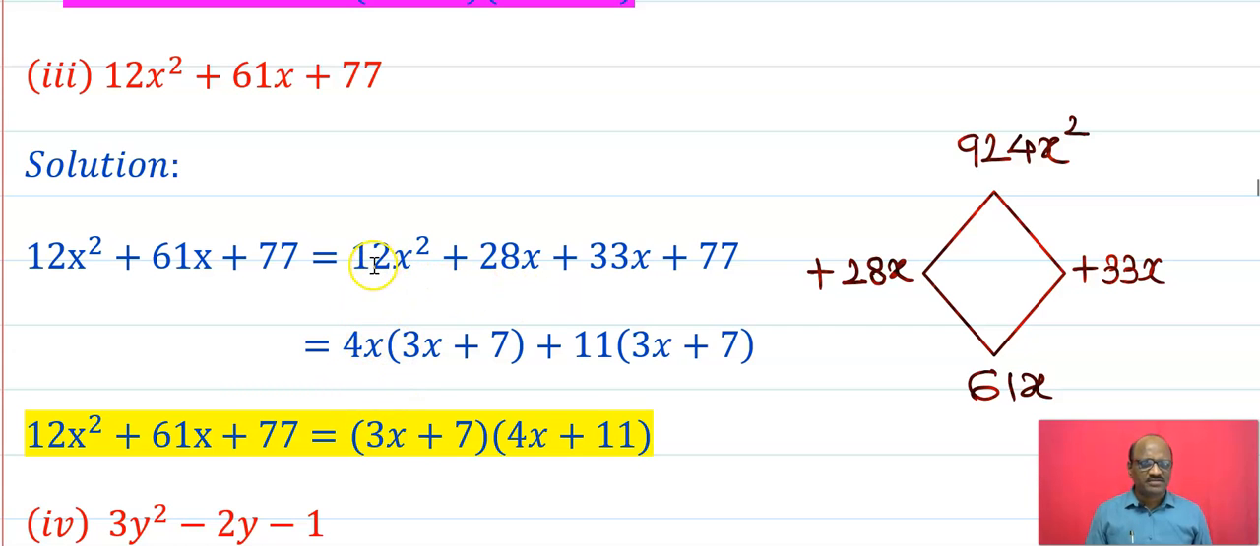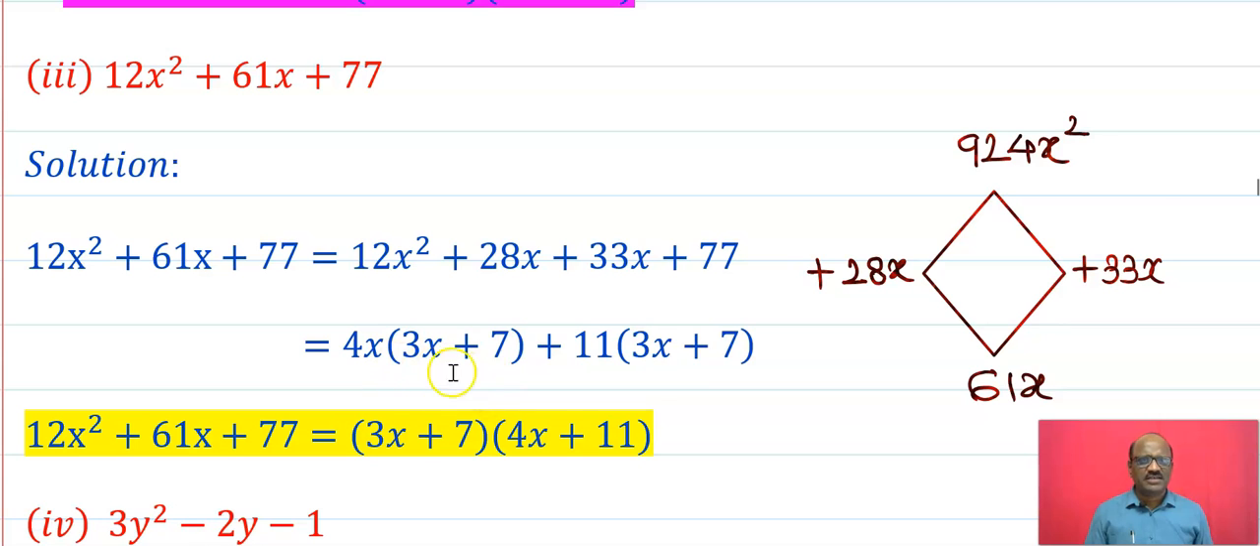Then what will the remaining terms be? From 12x, 4 into 3, the 4 is gone, x is gone, so what remains? 3x. From 28x, 4 into 7x, that is 4x common, then the remaining term is 7. Therefore, the next is again 33x and 77. What will be common? From these two, 11 will be common. Then in bracket you will get 3x plus 7.